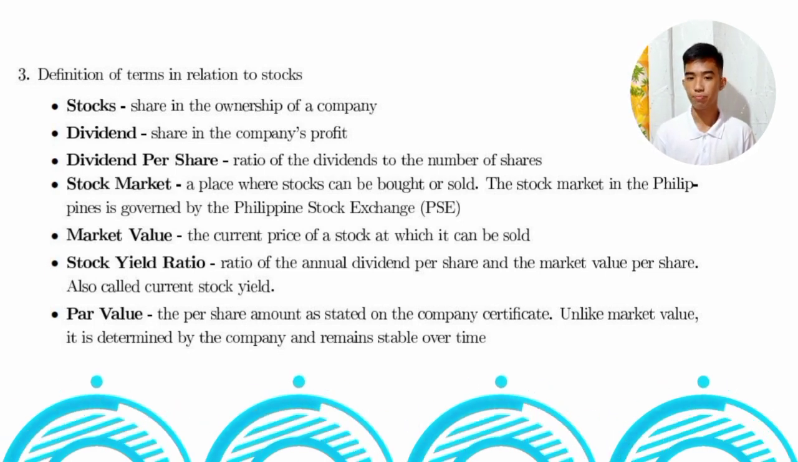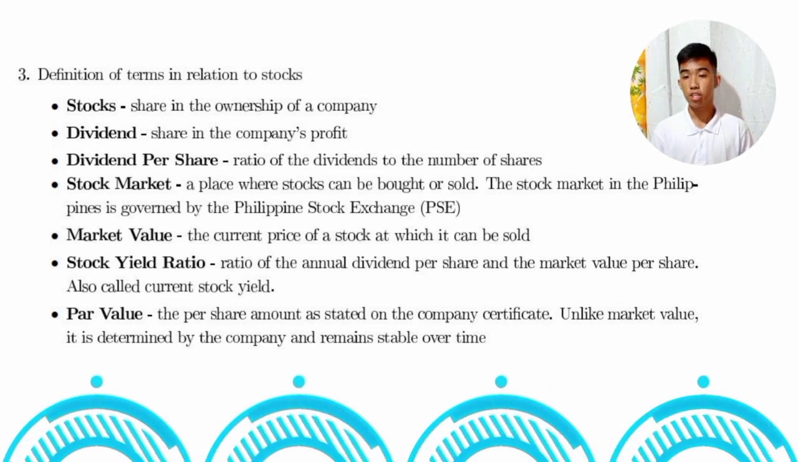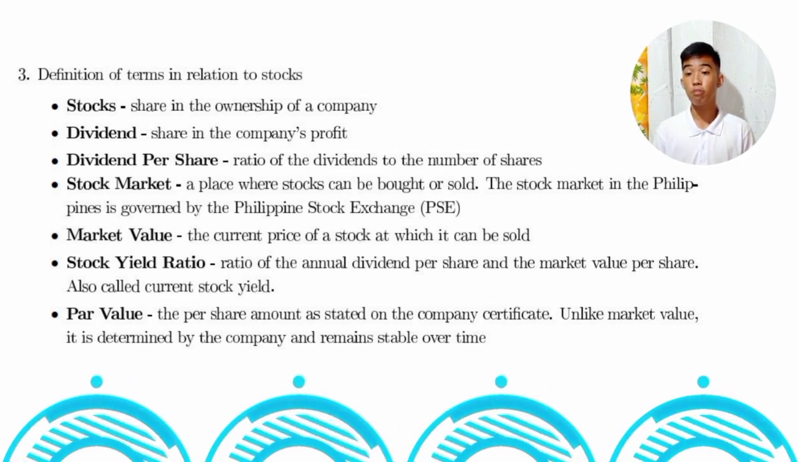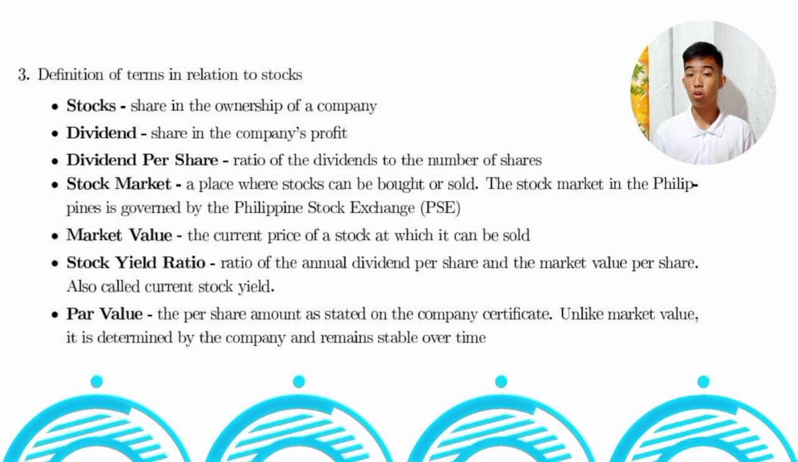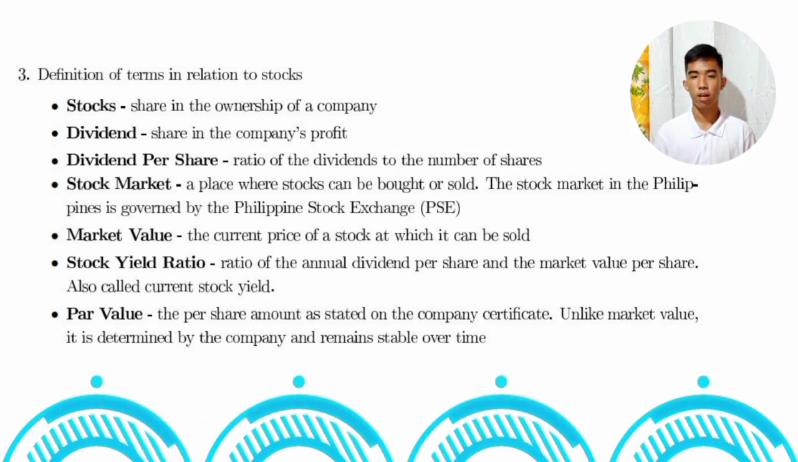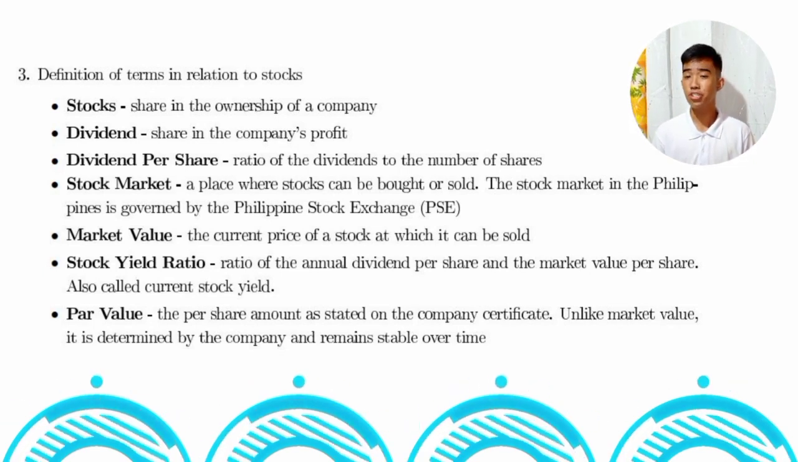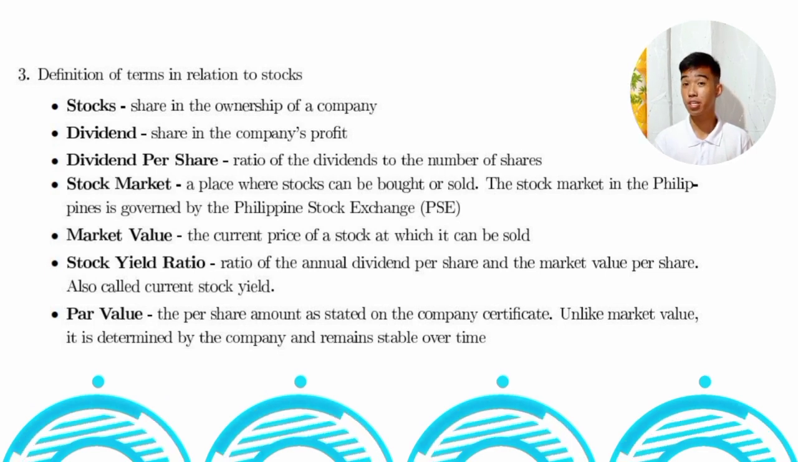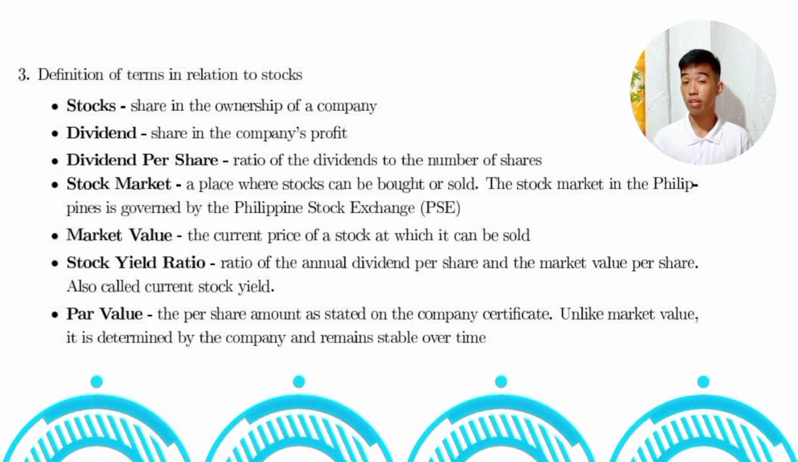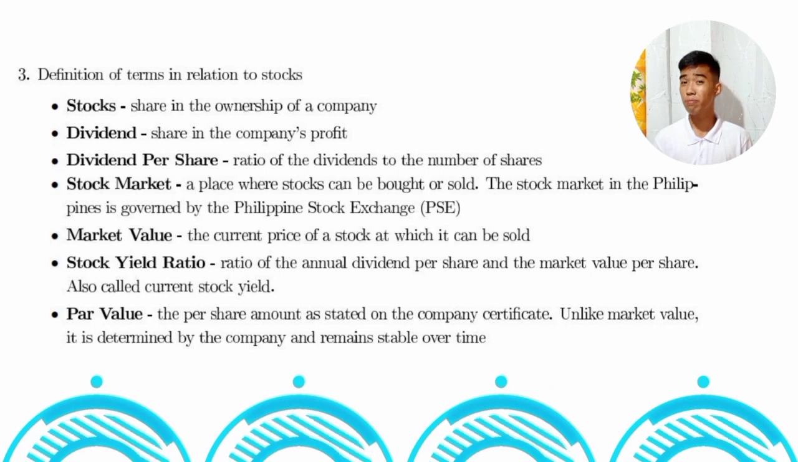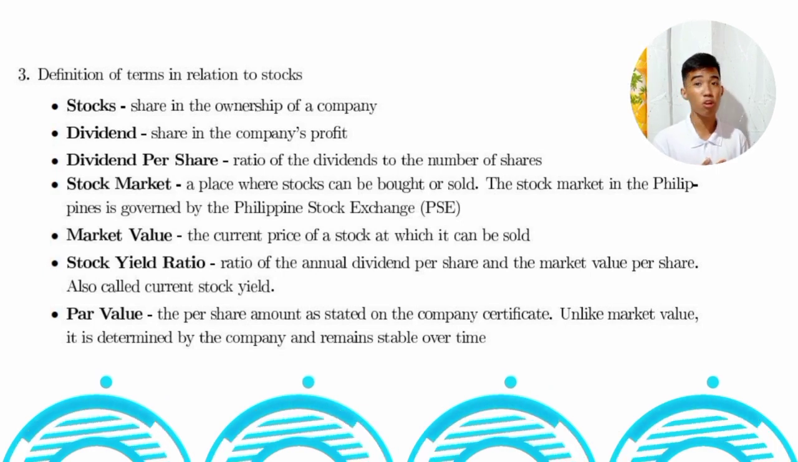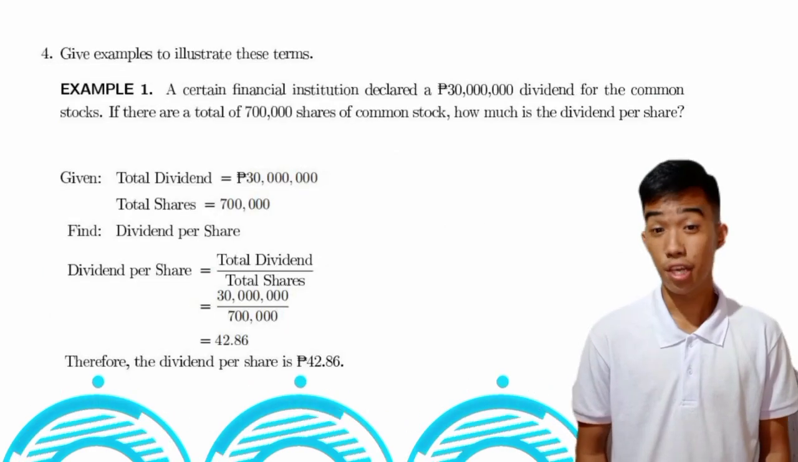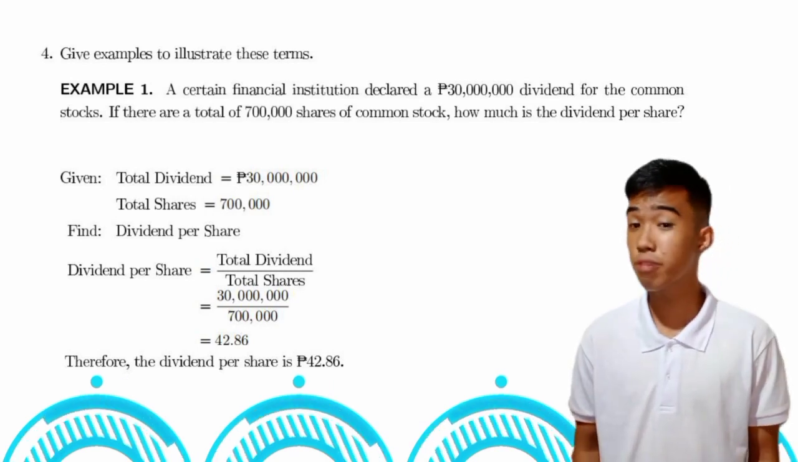Stock yield ratio, ratio of the annual dividend per share to the market value per share, also called current stock yield. Par value, the per share amount as stated on the company certificate. Unlike market value, it is determined by the company and remains stable over time. Let us give examples to illustrate these terms.